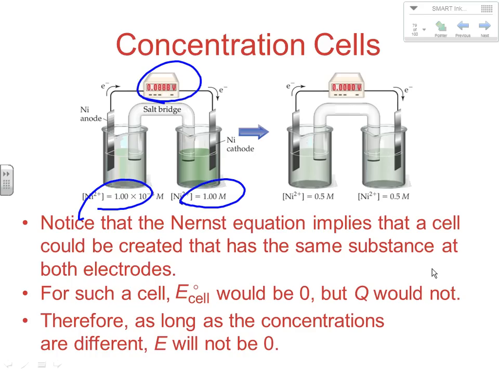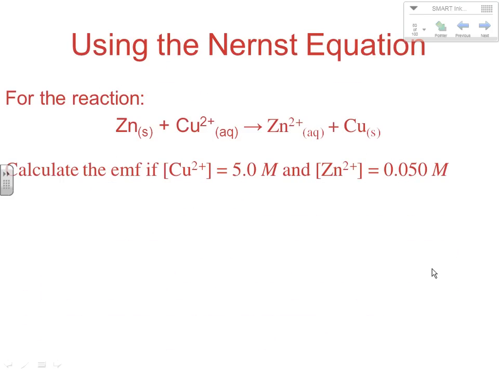And basically what happens is, until we reach equilibrium, you're going to end up with a voltage. And when the voltage dies, it's when we've reached equilibrium. So using the Nernst equation, we can actually calculate, based on our concentrations given, what our EMF is going to be. So let's say we've got a reaction between zinc and copper ions, a situation like zinc being added to copper sulfate. We can calculate the EMF if we're not at standard conditions.